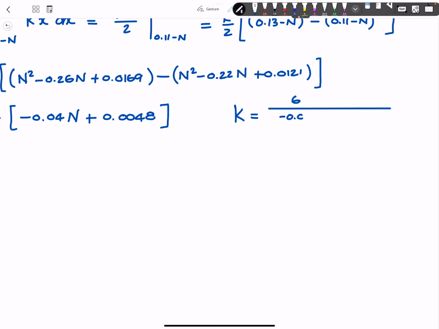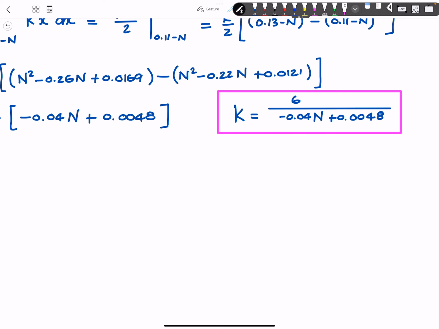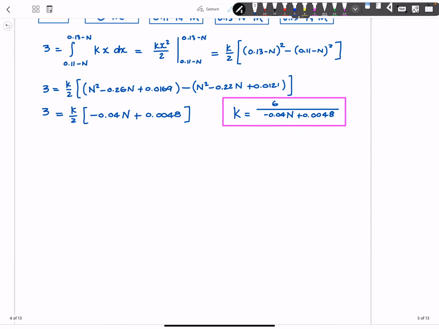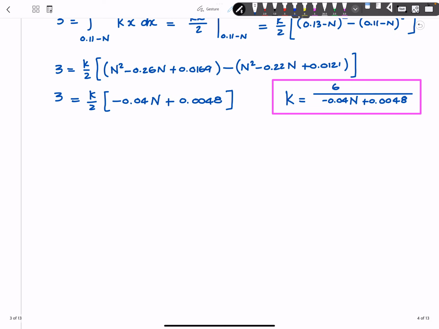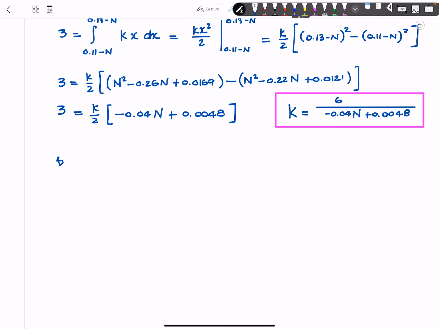All right. Again, I'm going to just continue to clean up. So if we remove our parentheses, I get 3 is equal to k over 2 times negative 0.04n plus 0.0048. All right, so in this equation, we could solve for either n or k. I think what I'm going to do is I'm going to solve for k. So I get that k is equal to 6 divided by negative 0.04n plus 0.0048.